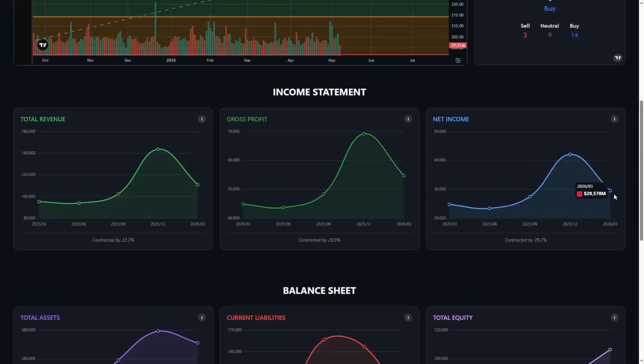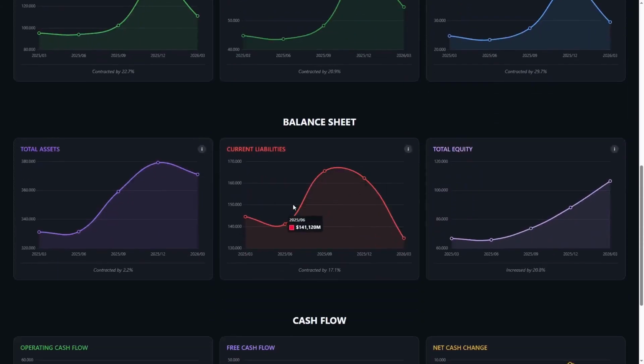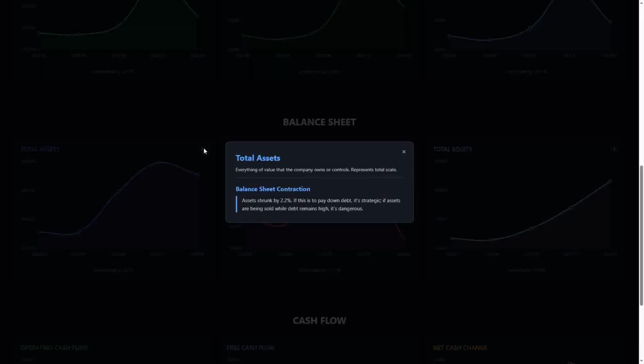As you can see right here, look, and unfortunately, there are drops from the $42 billion level down to the $29 billion level. What does our system recommend to us? Profitability continues, but it shows a decline at a rate of 29.7%, meaning a loss is made from profit. Actually, it brought out a note for us here saying that operating expenses might be increasing faster than income. Now let's come to our next one, total assets.